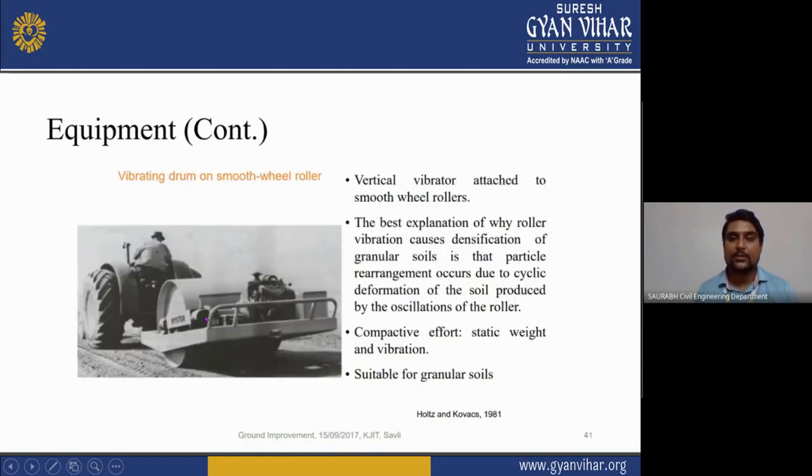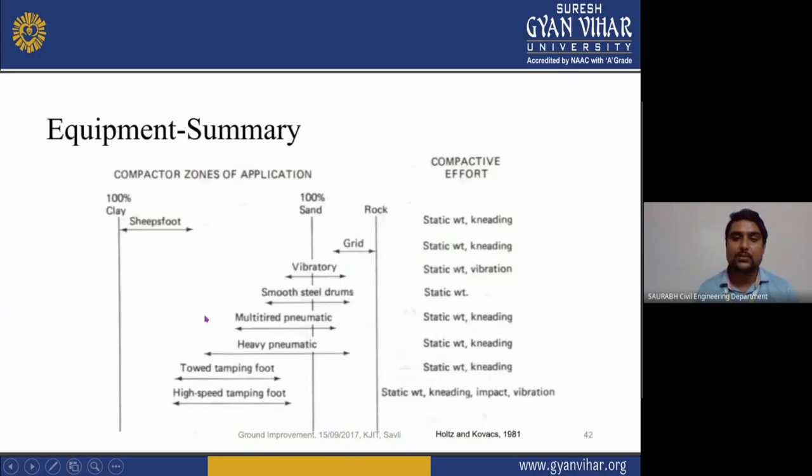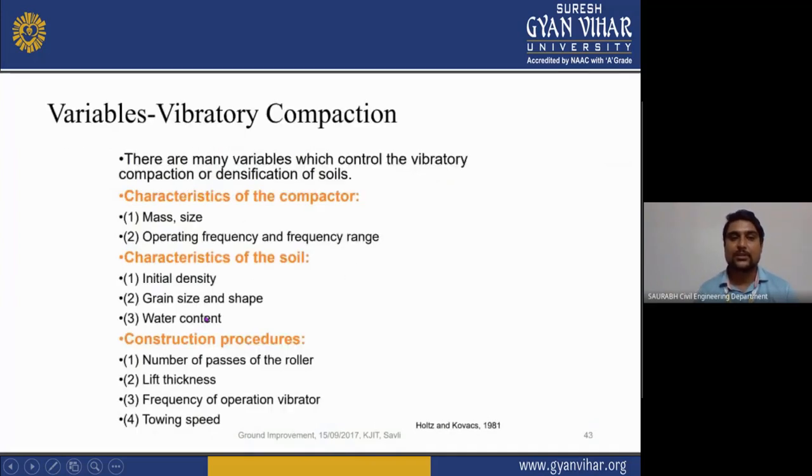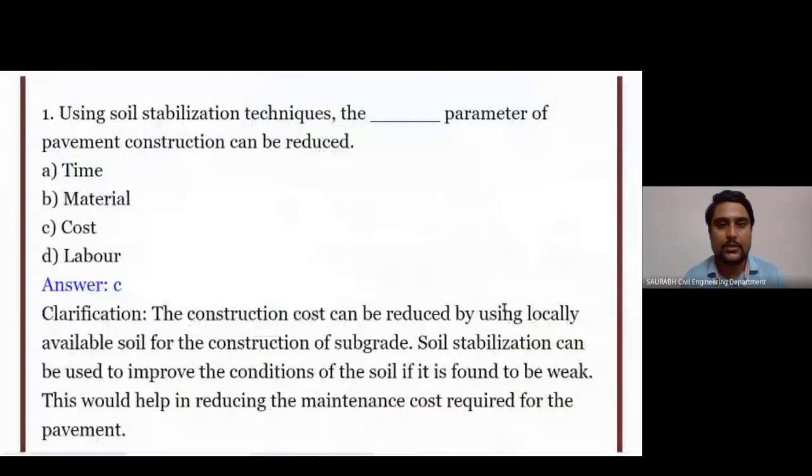So this is also one kind of roller, which is known as a vibrating drum or smooth wheel roller. Here is an equipment summary. As you can see, this is some of the equipment used during ground improvement. And what are the variables of vibratory compaction? There are many variables which control the vibratory compaction or densification of the soil.